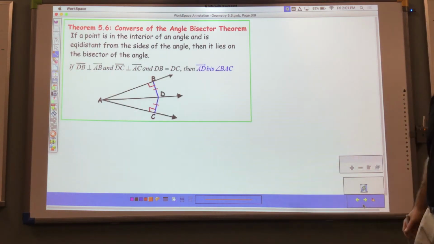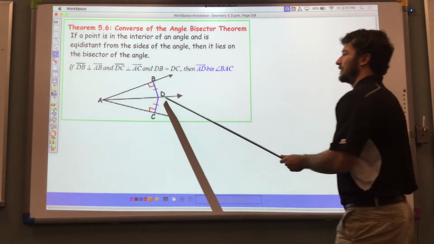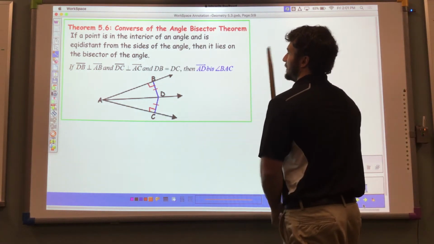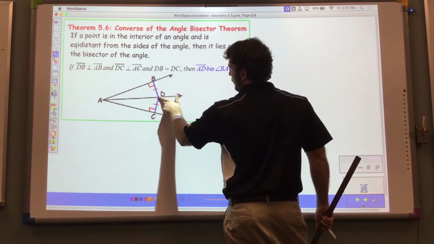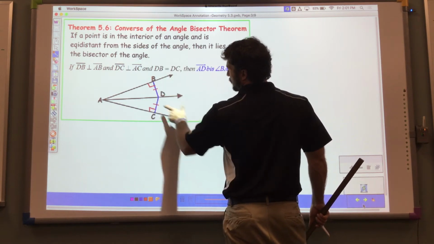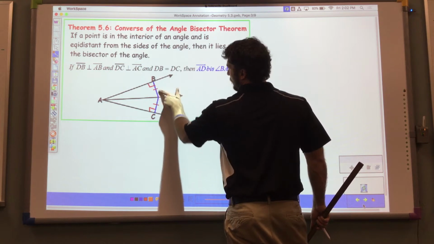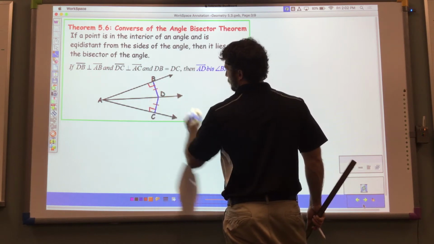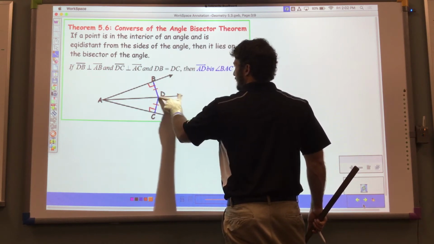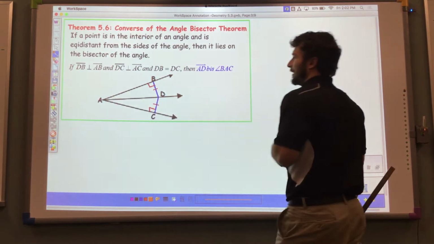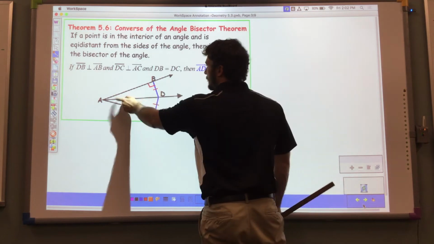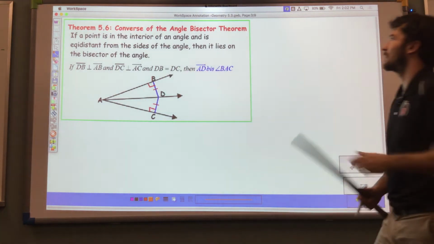So the converse is also true. If you have a point, okay, say D, if it's on the inside of an angle, and it's equidistant to the two sides, so here we know it's equidistant, and it's not just because of these congruent marks, we also need these right angles as well. So because we have that, it's equidistant to those two sides, that means it's on the angle bisector. Okay, so in other words, these two angles would then have to be congruent.